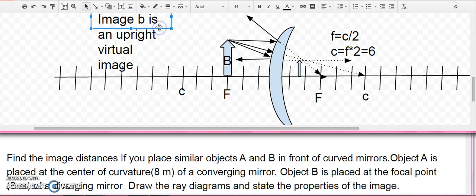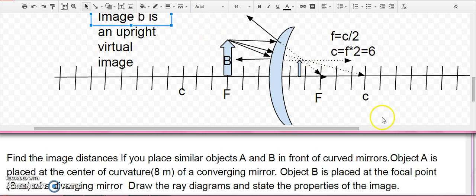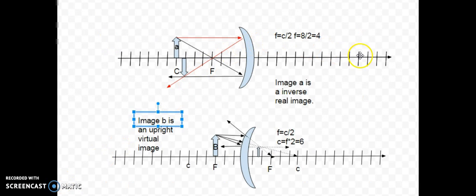And there you have it, folks. That's how you do it. And here we have both ray diagrams for both object A and object B. And this is what your work should look like as well as your answer. Thanks.